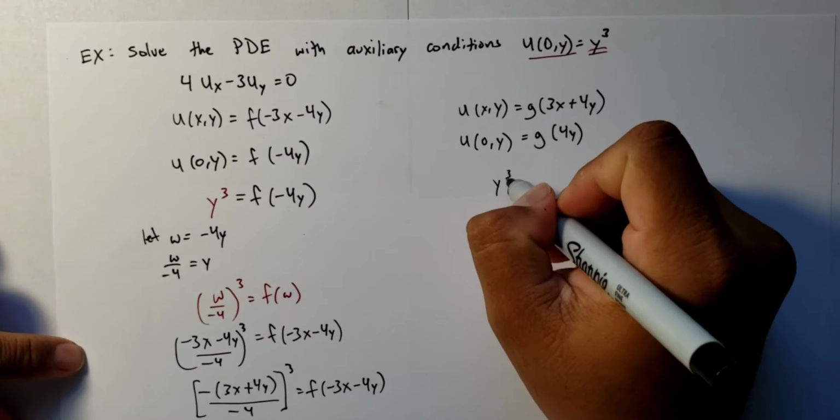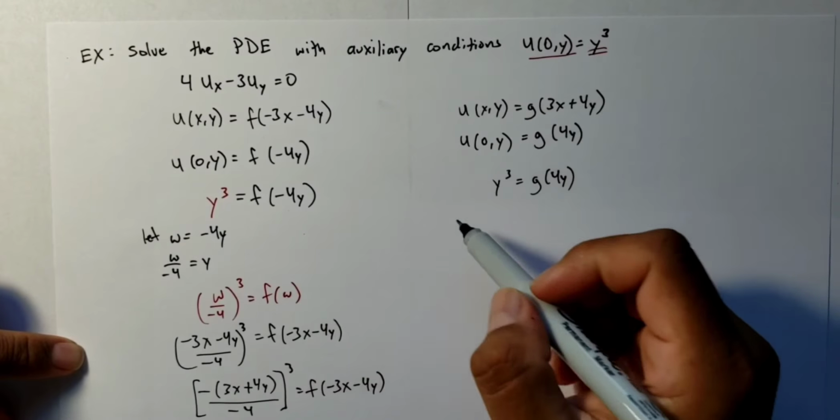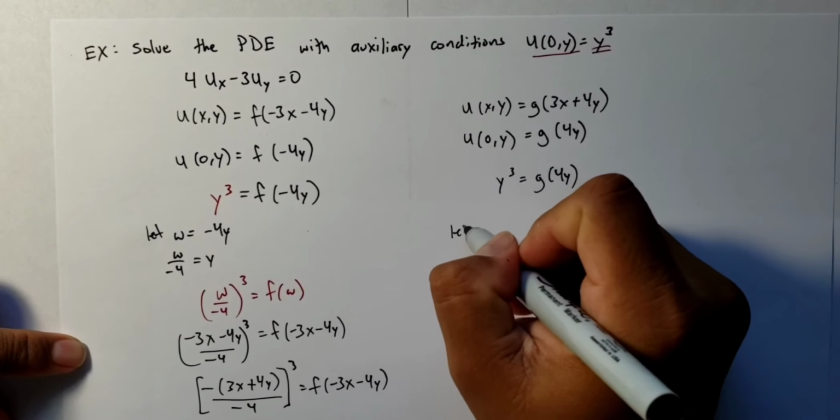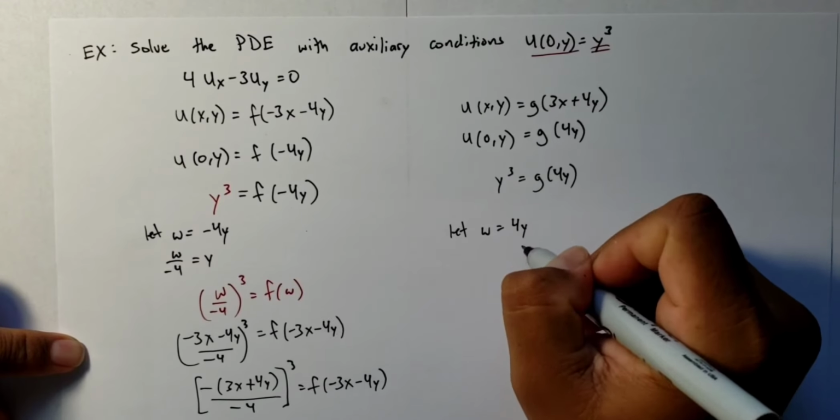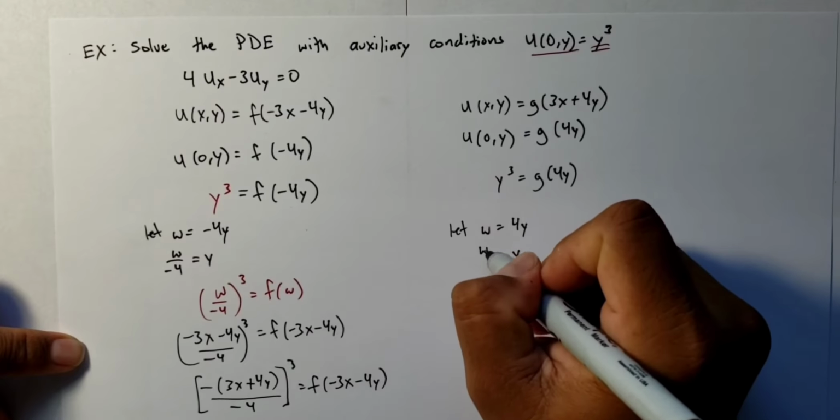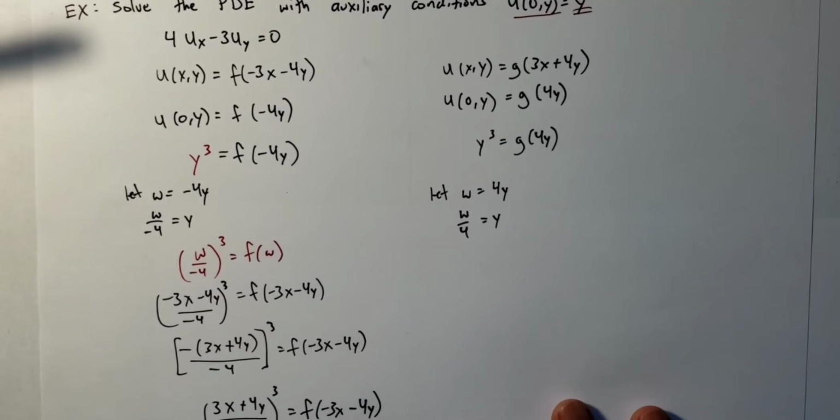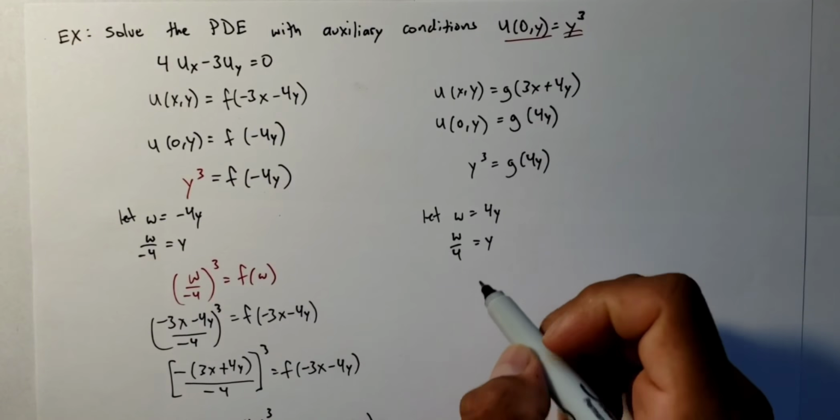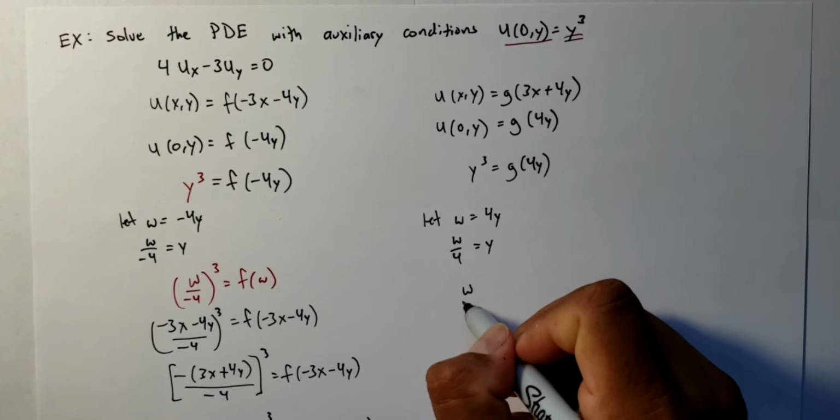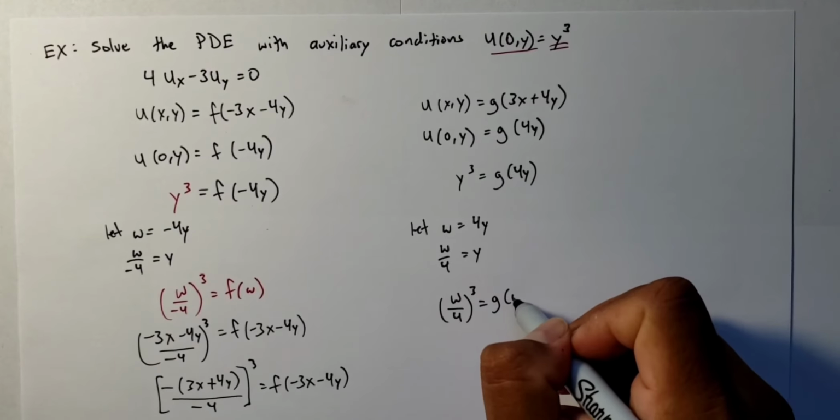So let's see, y to the power of 3 is equal to g of 4y. Similar as before, we let w equal 4y. That means y is equal to w over 4. Substitute those back in. So we end up with (w over 4) to the power of 3 equals g of w.